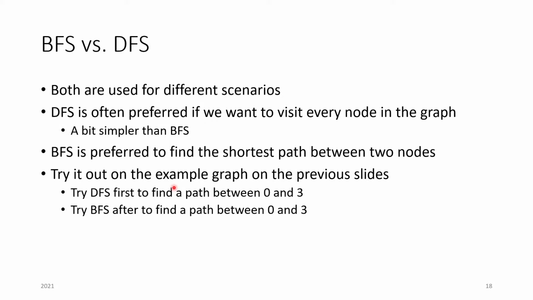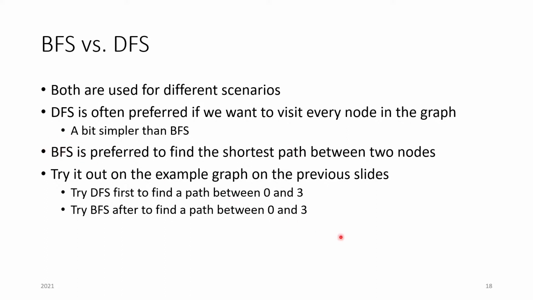Now, each one of these search algorithms are used for different scenarios. The more popular one is going to be depth first search, because that's used to visit every node in the graph if you need to do a very exhaustive search. But if you need a very fast search, in particular if you're trying to find the shortest path between two nodes, you're going to have to end up using breadth first search.